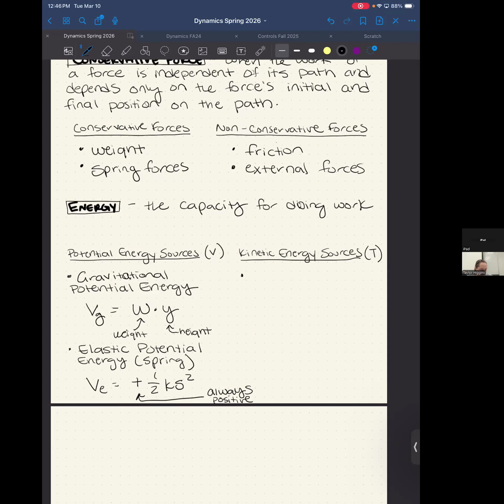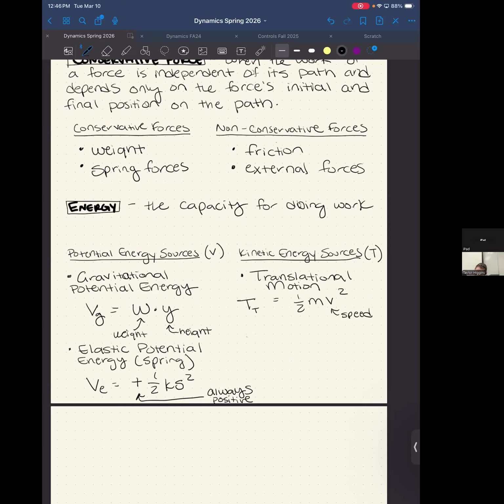Okay, kinetic energy. We can have two types of kinetic energy, although we're only going to deal with one today. We have translational motion. If an object is translating, then its translational kinetic energy, T, is equal to 1/2 m v squared, where v is the speed of that object.